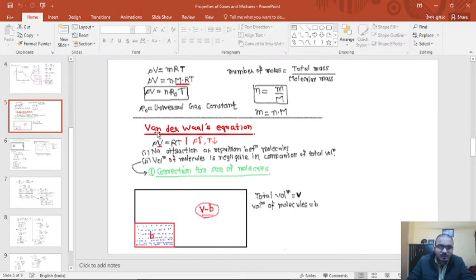Now the next is the van der Waals equation. In our previous theory, for the ideal gas equation, we assumed no attraction or repulsion between molecules, and second, we assumed that the volume of molecules is negligible in comparison to the total volume. So here we did a correction for this. Let's say that the volume occupied by all molecules is B and the total volume is V, then the space available for movement of molecules is V minus B, that is the volume part.